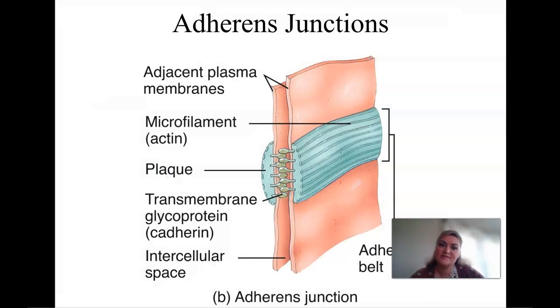So looking here, you see that microfilament actin going through that plaque, and that's going to create an adhesion belt. And then within that, you have the transmembrane glycoproteins called cadherins that are acting like the two hands that are holding together, like in Velcro.